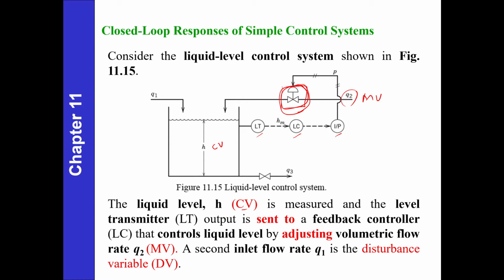Okay, this is the symbol for a control valve. So we have the level as the control variable. We have Q2 as the manipulated variable, and then we have Q1 as our disturbance variable. And we also have Q3 here. The question is, why is Q3 not a disturbance variable? Or can it be a disturbance variable? Just for you to think about. Okay, let us continue.